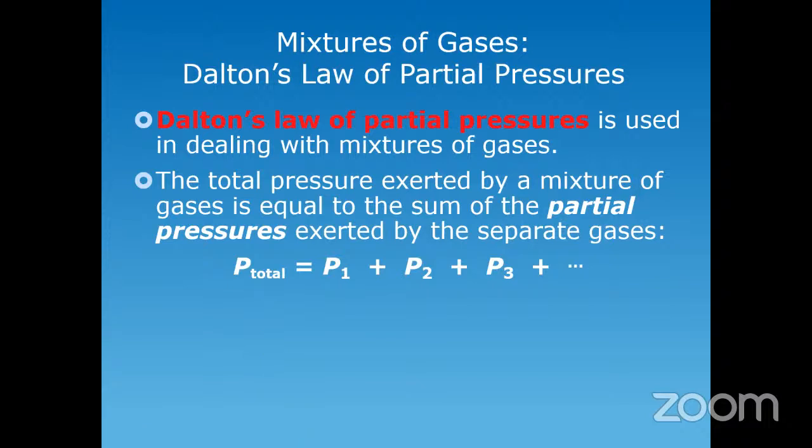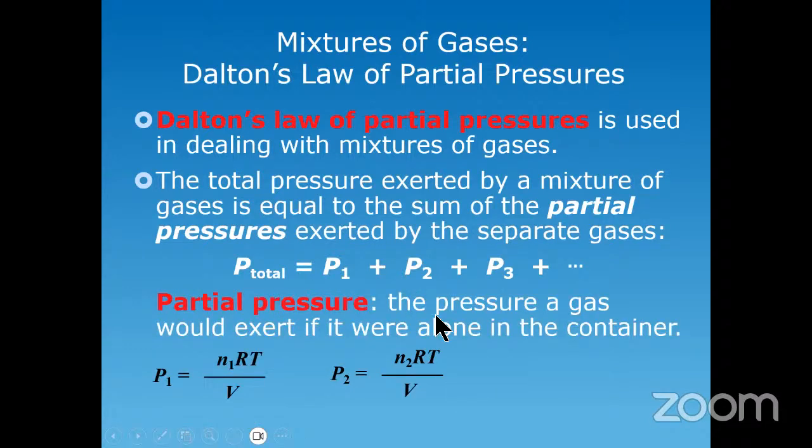This is a simple equation which describes this law. P total, the total pressure, is equal to the pressure of gas 1 plus the pressure of gas 2, and so on. As I said before, this is the partial pressure definition, the pressure that the gas would exert if it were by itself. Therefore, we can write individual expressions for each gas in the mixture, based on the ideal gas equation. P1 is equal to the number of moles of that gas, N1, times RT over V. Then P2 has a similar expression, and so does P3.